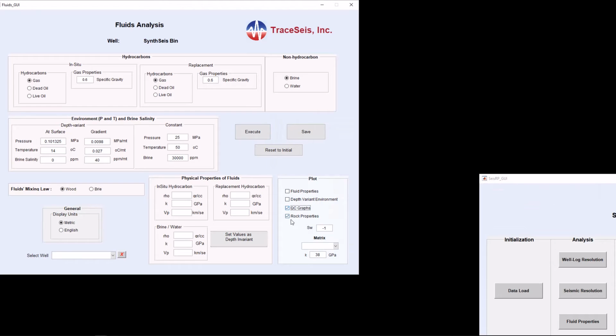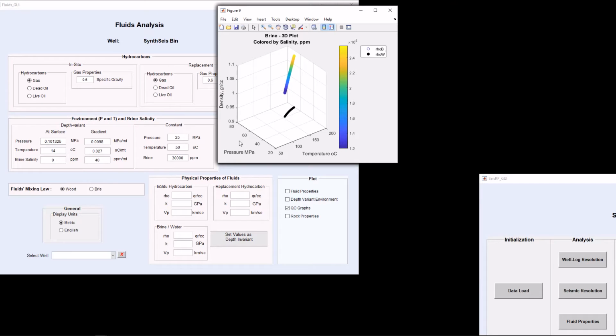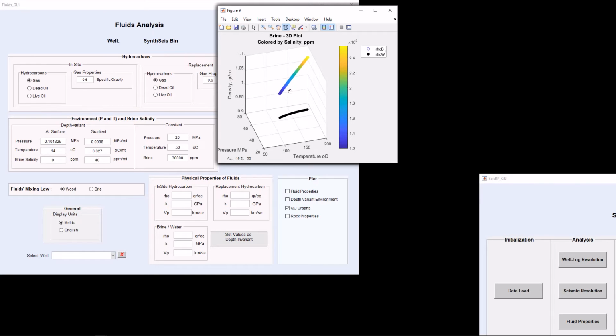So we're going to select here QC plots, execute. This takes a couple of seconds, and it generates 3D plots. In this case, we're seeing temperature and pressure and density. So this would be the density as a function of pressure and temperature. This would be for water and for brine. We can rotate the plot, or we can see any of the faces.